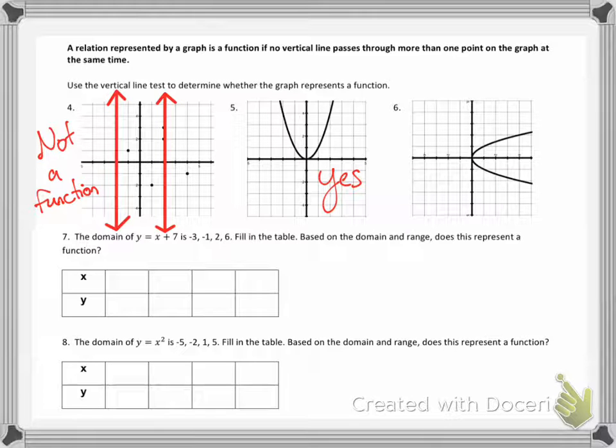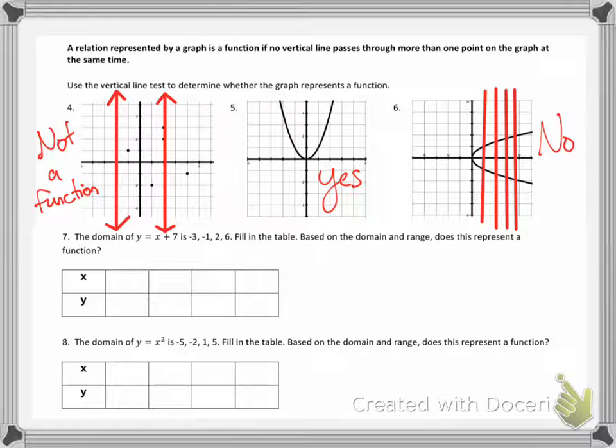6 is a sideways parabola. Well, as soon as we get to 0 and start going across, we run into issues all over the place. And I know those aren't the most vertical lines here. Make them a little bit nicer. But again, I could draw an infinite amount of lines here on the right side of the graph, and I'd have an issue. So that is not a function based on the vertical line test.